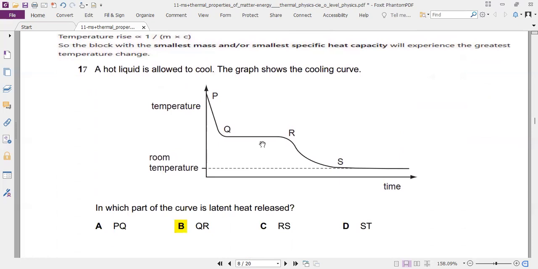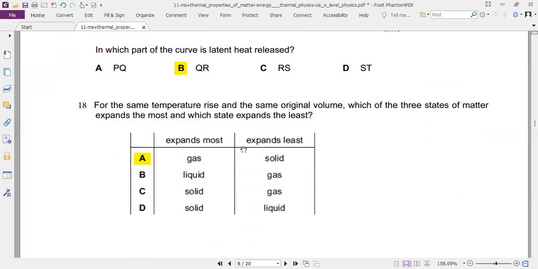Latent heat is released in this part of the curve, because this is where the line is flat, no heat is coming out, and the temperature is cooling down, so the bonds are being made, so the heat is actually absorbed as the time passes. So the temperature does not fall down. Gas expands most, solid expands least.